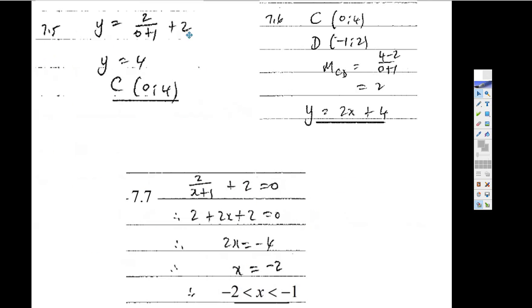Well, let's just look at this solution here. We just write the equation. G was g of x equals 2 over x plus 1 plus 2. If you want to find the y-intercept, you let x equal 0. Well, 2 divided by 1 is 2. 2 plus 2 is 4. So the coordinates of the y-intercept is x is 0 and y is 4.